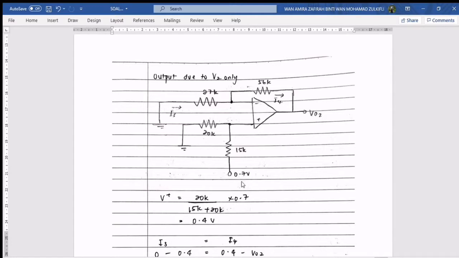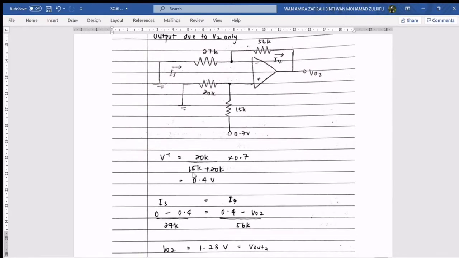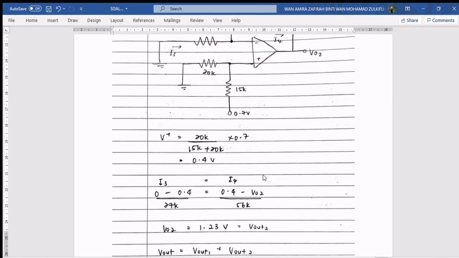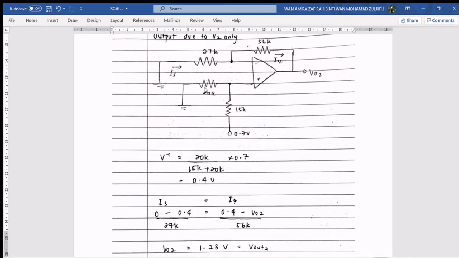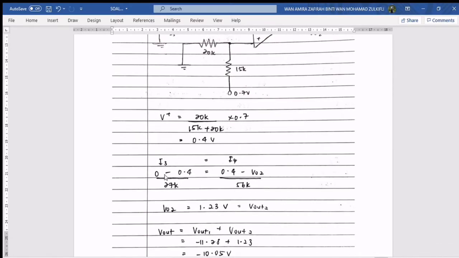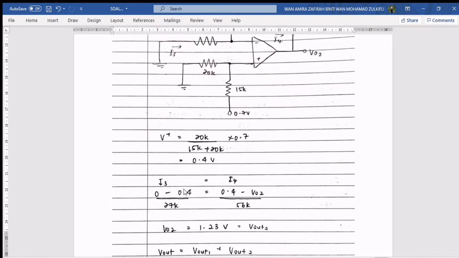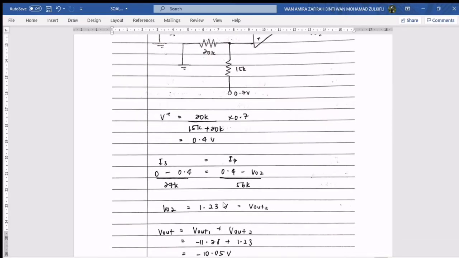Okay, next, consider the V out 1 is connected to the ground and the 0.7 volt is on. So as usual, by applying VDR, we can get the value of V plus. Applying the VDR, 20k over 15k plus 20k times 0.7, we get the value for V plus is 0.4, which is the same as V minus. So apply the current in and current out, which is here and here. So current in I3, 0 minus 0.4 over 27k, is equal to current out I4, 0.4 minus V output 2 over 56k. So we get the value for V output here is 1.23 volt.